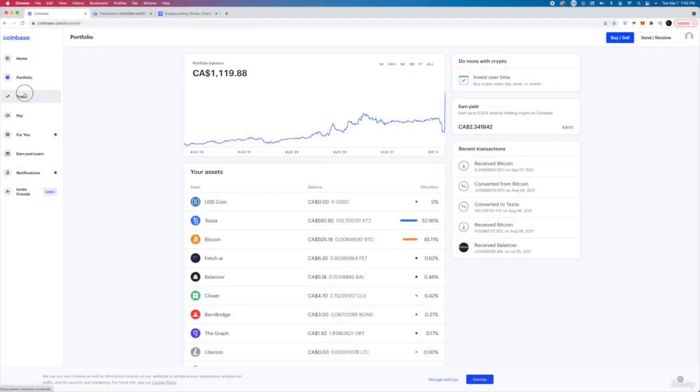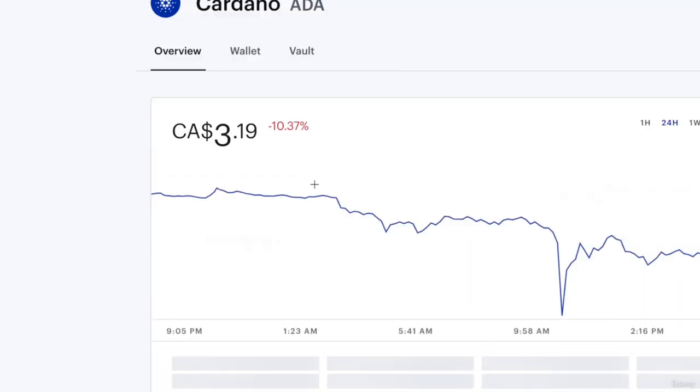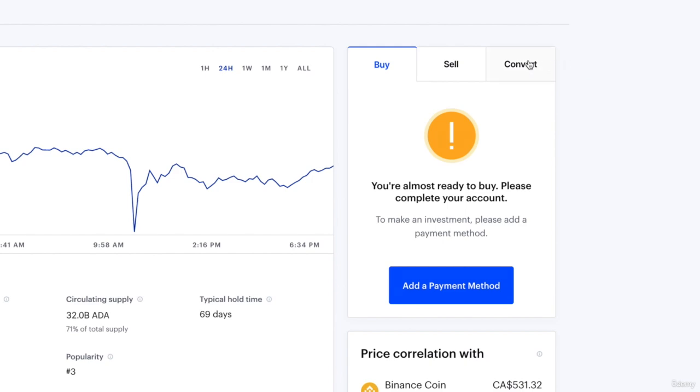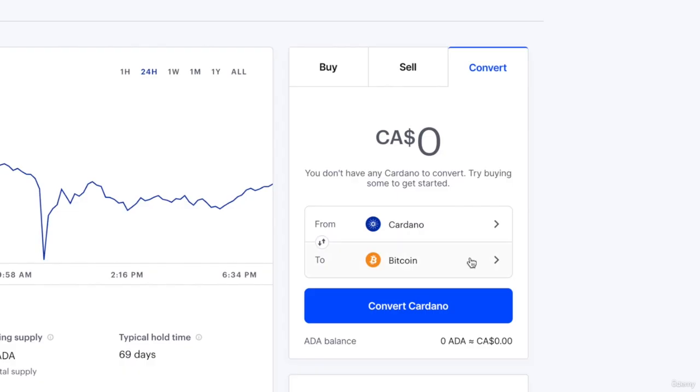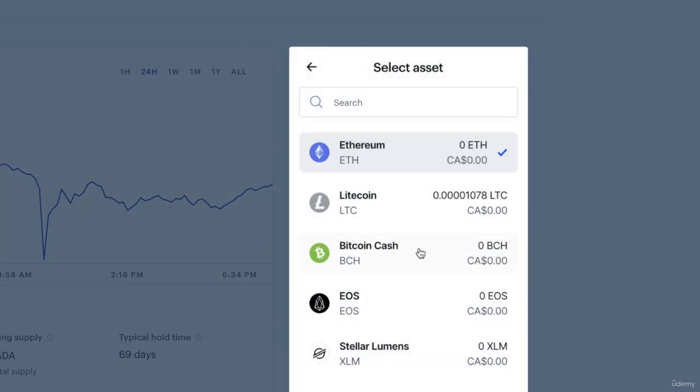Okay, so let's trade our Bitcoin for some Cardano. So how are we gonna do that? Well, we're gonna go over to the trade. So make sure you're under trade. You're going to hit on Cardano. So then on Cardano, you can hit convert. And then we are going to convert Bitcoin to Cardano.